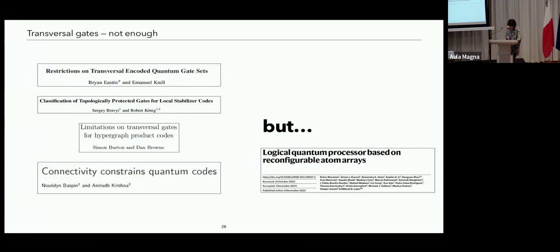So it's the so-called Eastin-Knill theorem. Then we have other better bounds and understanding of what the constraints are for a code to have a set of fault-tolerant gates transversal-wise. And so maybe the question is, why should we care about this?